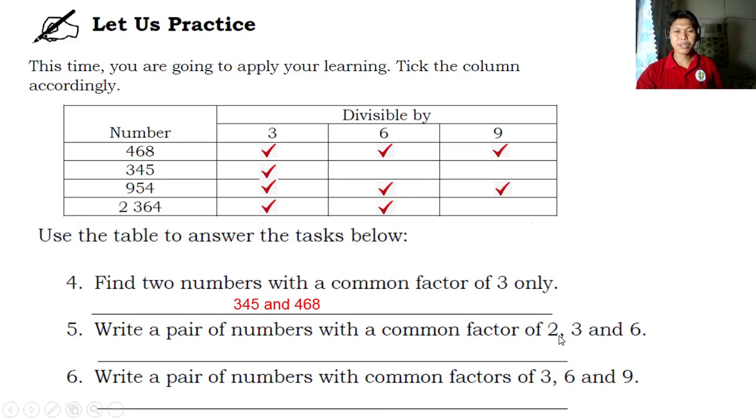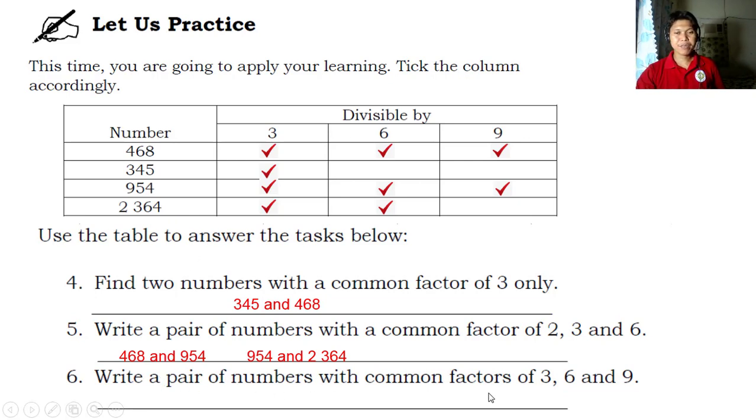Next is, how about the common factors of 2, 3, and 6? So, dapat sa 2, so, bawal na yung 345 kasi hindi yan divisible by 2. 3 and 6. So, dapat sa 3 and 6. Ayan, kagaya nitong 468 and 954. Pwede rin 468 and 2,364. Ayan. Okay.